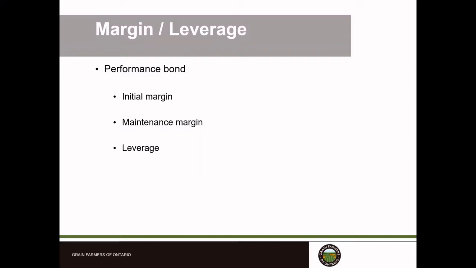Now, the second kind of margin is called maintenance margin. In that case, what happens is when your margin level drops by a certain percentage, a red flag goes off. And this is called the maintenance margin level. So we're going to use the number $600. So the first day you put your position on, corn drops $400 in value.